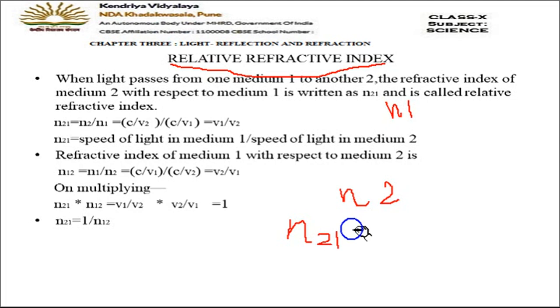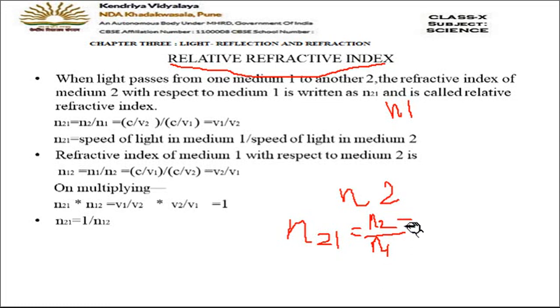Now, refractive index means the ratio of the speed of light in the two mediums. So we are finding it for medium 2, and we'll write it as refractive index of 2 divided by refractive index of 1. We are finding the refractive index of medium 2 with respect to medium 1, and its formula is refractive index of medium 2 upon refractive index of medium 1. It is written like this.